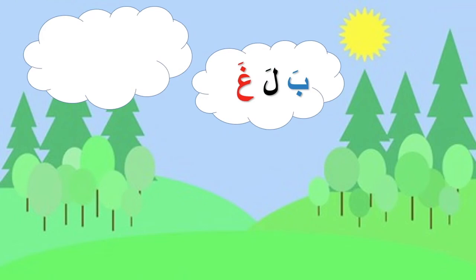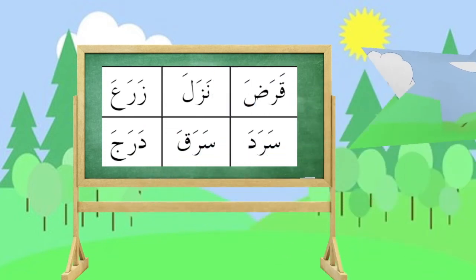Next, we have ba, la, gha. Ba and la are light letters, and gha is a heavy letter. Inshallah, we're going to make another video on heavy letters and light letters. But for now, let's put these letters together. So we have ba, la, together bala, and then we have gha. If we put these three letters together, we have balagha. Excellent job. I think you guys are ready to look at some words from the book.